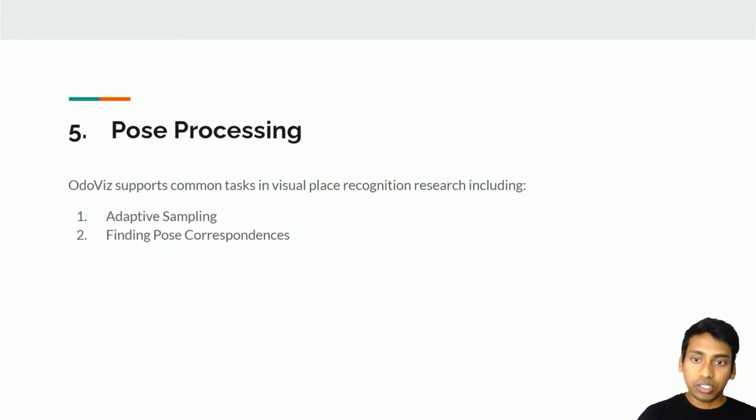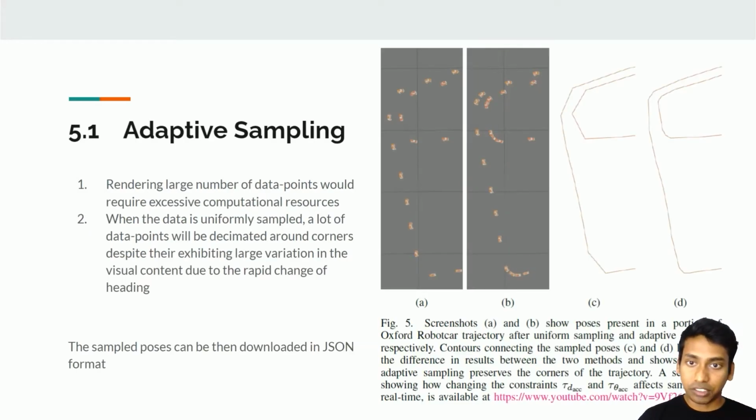OdoViz supports common tasks used in visual place recognition research. This includes adaptive sampling and finding pose correspondences. In many datasets, we have quite a lot of data points, and rendering them all in a 3D environment would be very computationally expensive, and each processing step performed after that will add additional latency because of the number of poses. A common solution is to uniformly sample the poses.